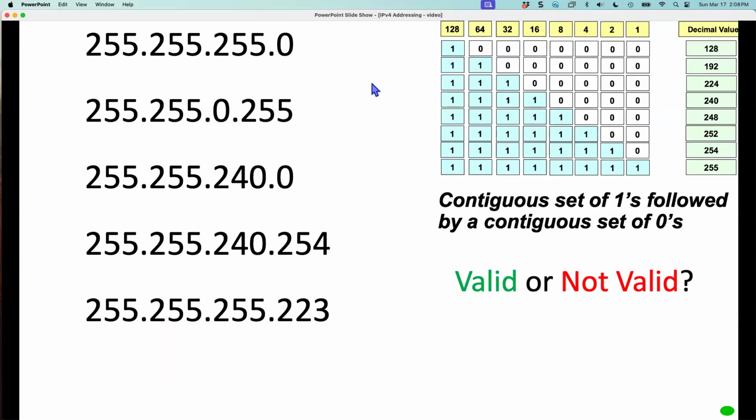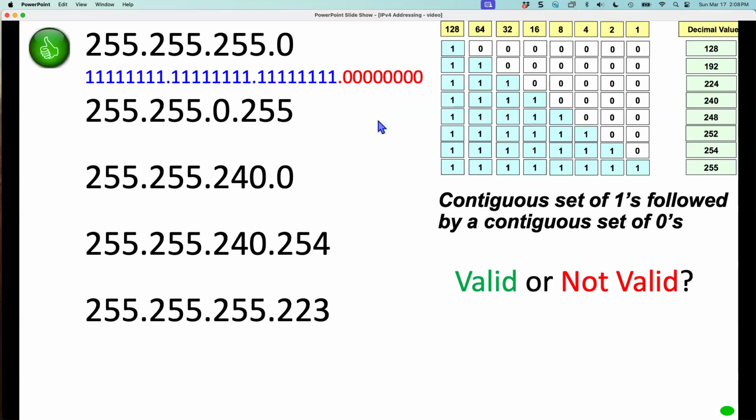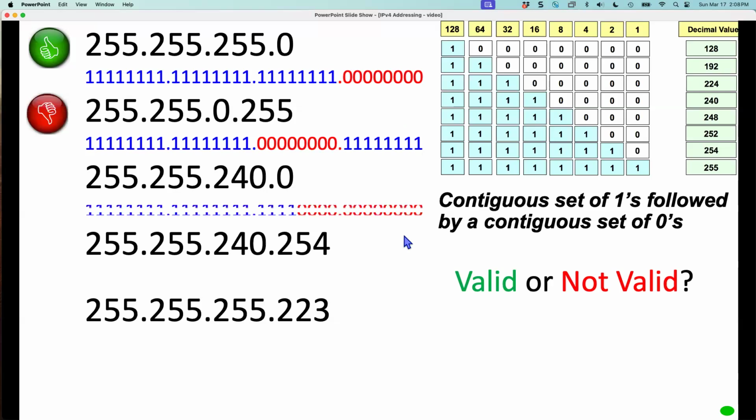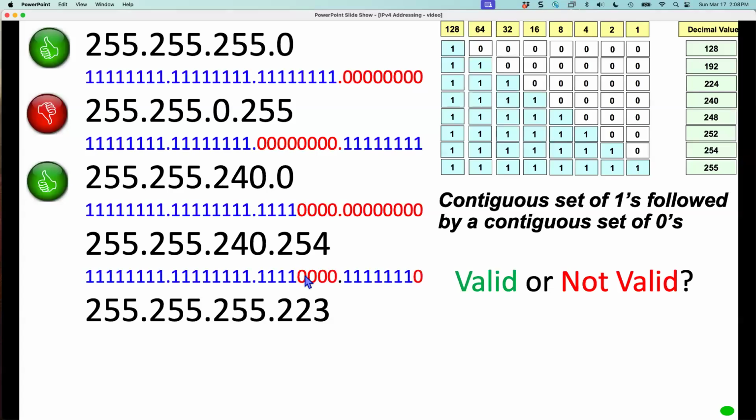Okay, so are these valid subnet masks? Let's take a look. This first one here, all ones followed by all zeros, looks good to me. How about this one? Well, we have 255s and zeros. We've seen those before, but we have ones followed by zeros, followed by ones again. Not going to work. How about this one? This looks good. All ones followed by all zeros. Oh, we got that subnet mask somewhere not on a natural octet boundary, but it's good. It's all good. How about this one here? Nope, we have some zeros followed by some ones and even another 0.